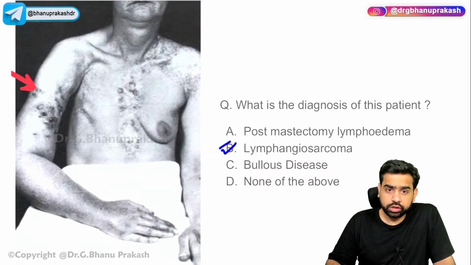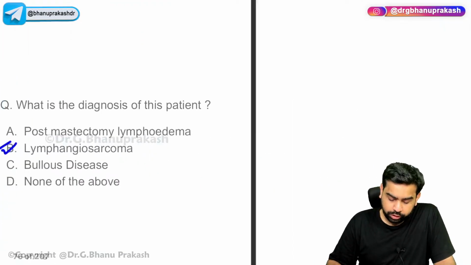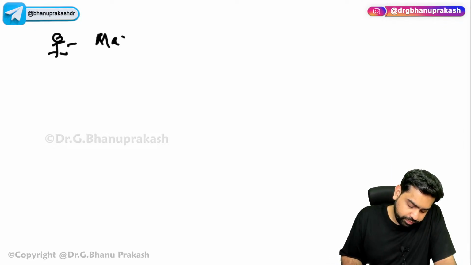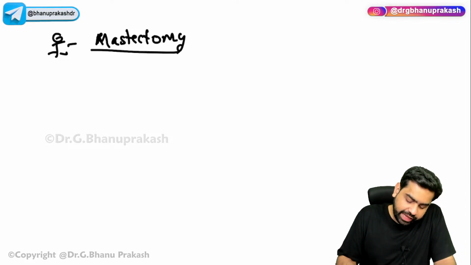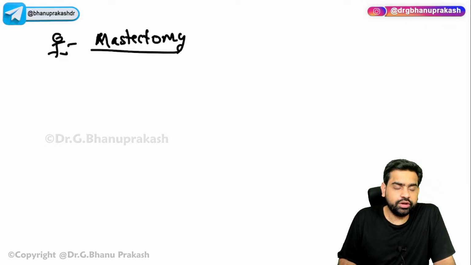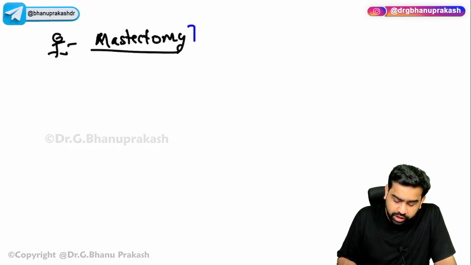This is a lymphangiosarcoma which occurs in long-standing lymphedema. What you need to understand is that if a patient has been subjected to a mastectomy, and after that there was an aggressive lymph node dissection, or the patient received radiotherapy, because of this the patients are going to develop lymphedema.